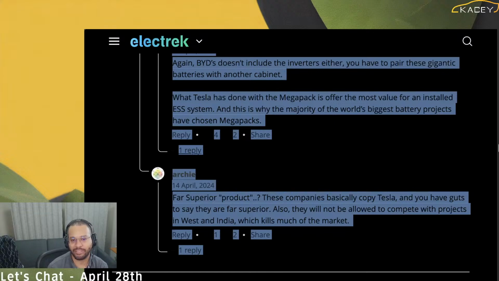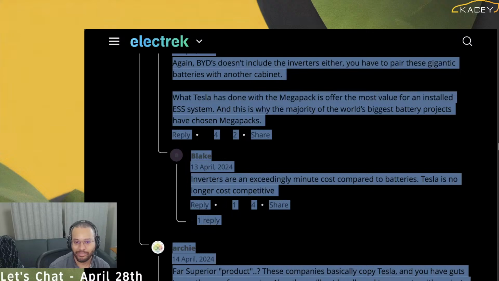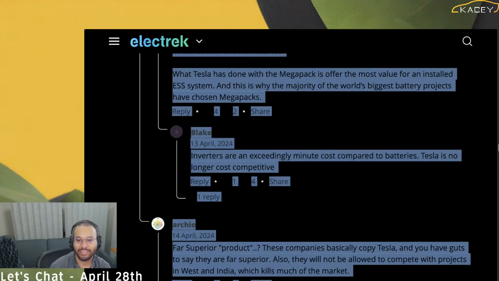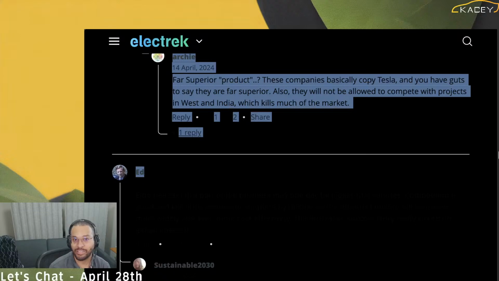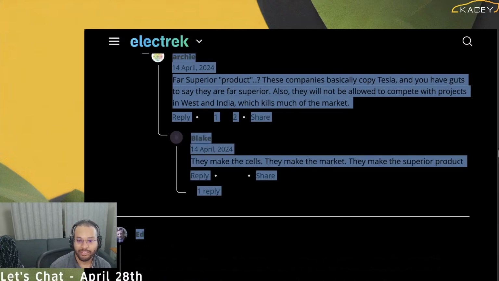The zero degradation is new. Inverters are exceedingly minute cost compared to batteries. That is true. I don't know about this part. Tesla no longer cost competitive. Because what they sell it at doesn't necessarily indicate what Tesla make them. Just like their cars, they can flip that up and down at will. They make the cells, they make the market, they make the superior product.